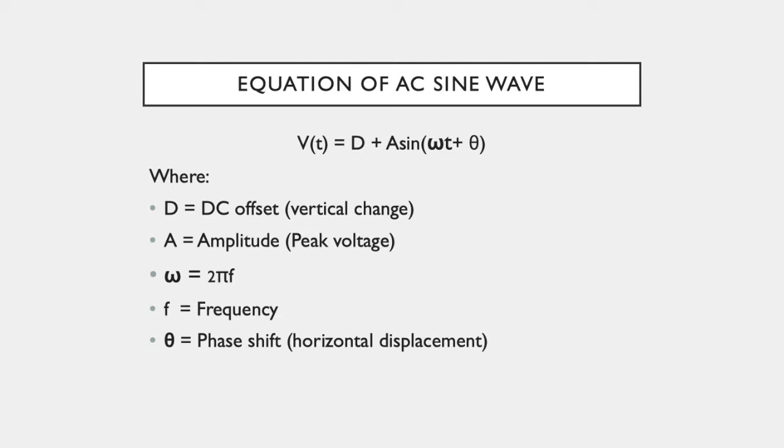Firstly, we will look at the equation of an AC sine wave, which typically comes in the form V is equal to D plus A sine(omega t plus theta), where D is the DC offset or vertical change, A is the amplitude or peak voltage, omega is 2 pi f, where f is frequency, and theta is our phase shift or horizontal displacement. Now, we will look at how changing these values affect the shape of the waveform.